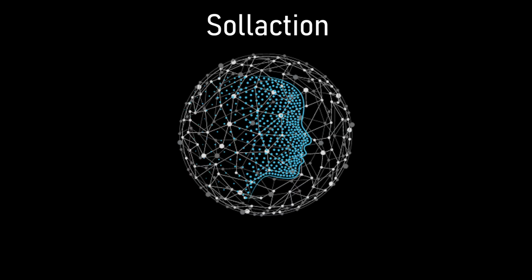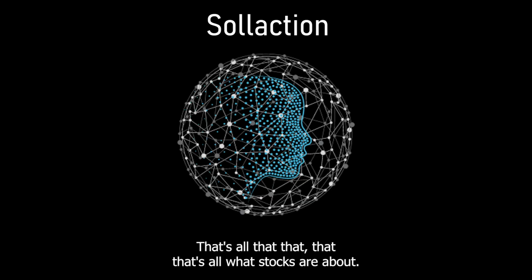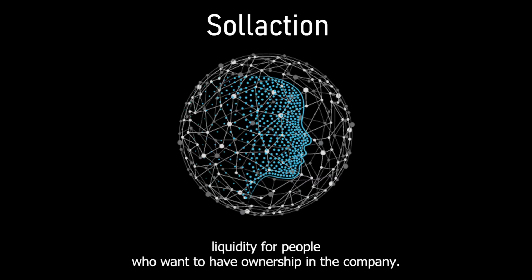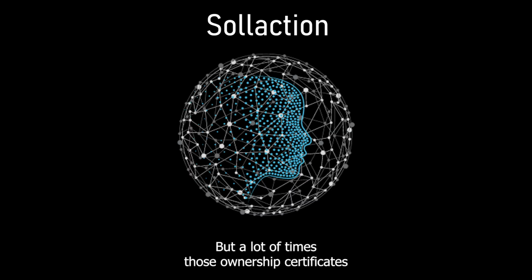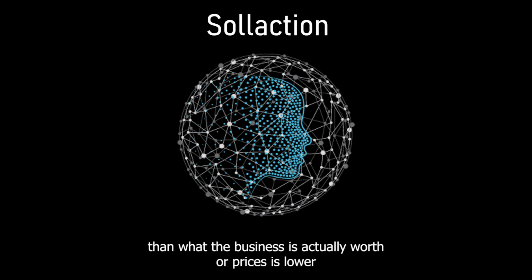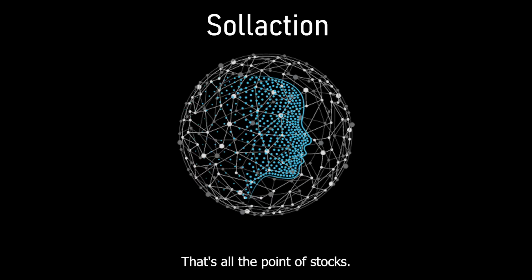What the business is worth, because that's all there is. That's all stocks are about. Stocks have nothing to do with the actual price in the short term with these companies. If Apple has a stock called AAPL, that's Apple stock to provide liquidity for people who want to have ownership in the company. But a lot of times those ownership certificates, because that's what they are, are auctioned off at higher prices than what the business is actually worth, or at lower prices compared to what the business is worth. That's the whole point of stocks.